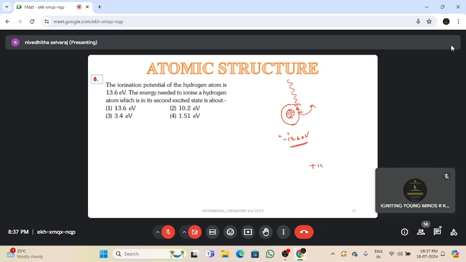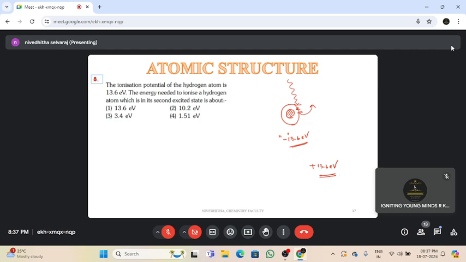So plus 13.6 is the ionization energy. Energy of the electron you have to express with a negative sign, and ionization energy you have to express with a positive sign, because ionization energy is the energy you're supplying to the atom. Is that clear? The similarity is the quantity, but the difference is their sign. So energy of the electron must be expressed with a negative sign, and ionization energy with a positive sign.